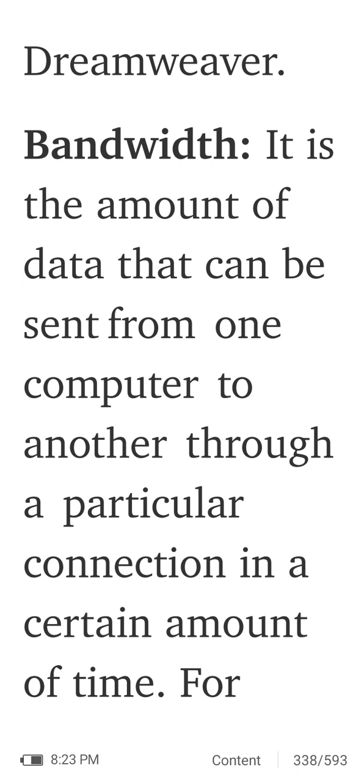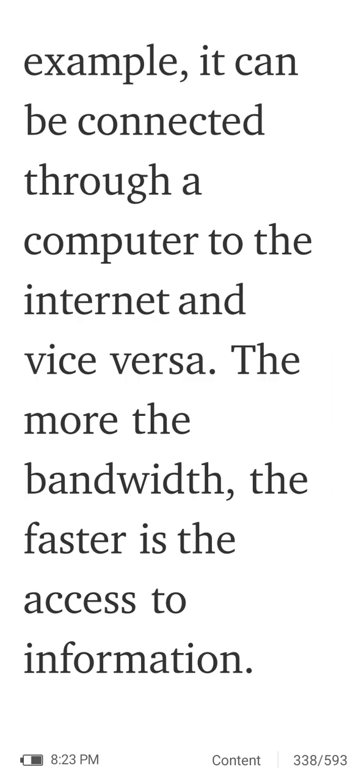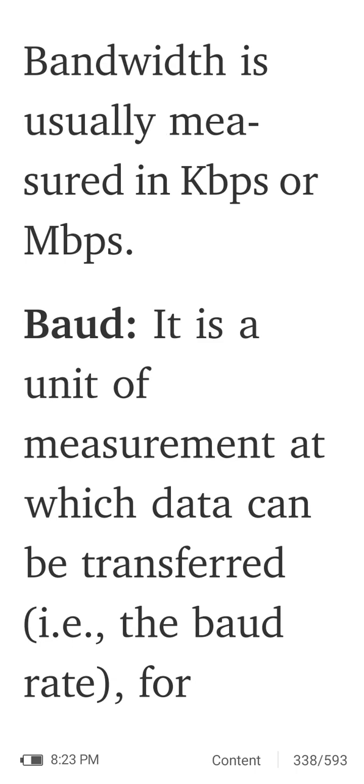Then bandwidth. It is the amount of data that can be sent from one computer to another through a particular connection in a certain amount of time. For example, it can be connected through a computer to the internet and vice versa. The more the bandwidth, the faster the access to information. Bandwidth is usually measured in kbps or Mbps.